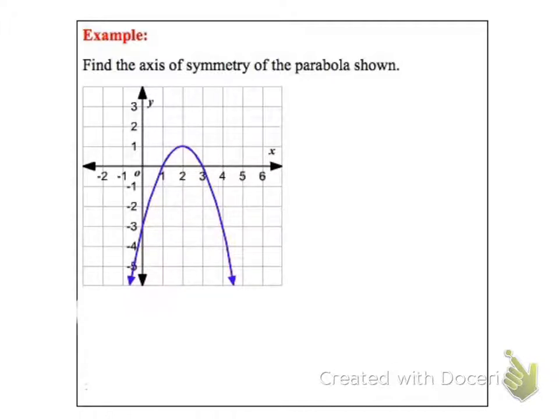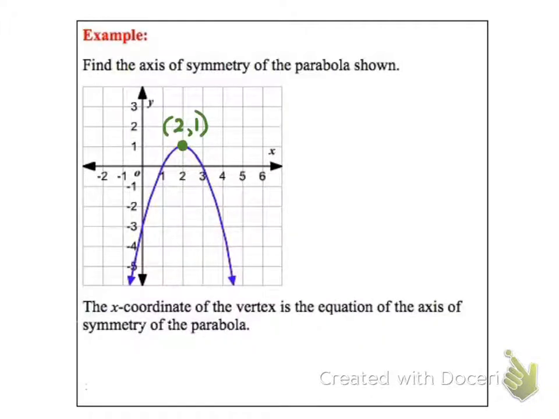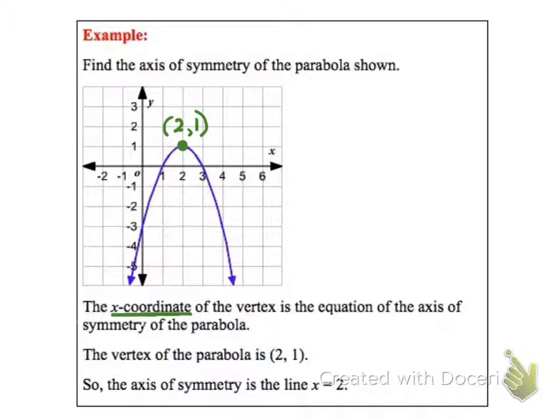Find the axis of symmetry of the parabola shown. So the first thing you need to do is locate the vertex. It's right there, and that is 2, 1. So let's just hone in on the x value. That's going to be the same exact number as the axis of symmetry. So it's going to be x equals 2. And that's simply how you do it. And the line looks like this. That's the axis of symmetry. X equals 2.